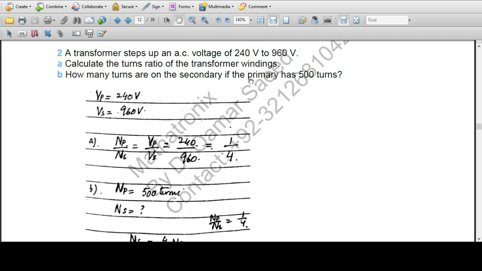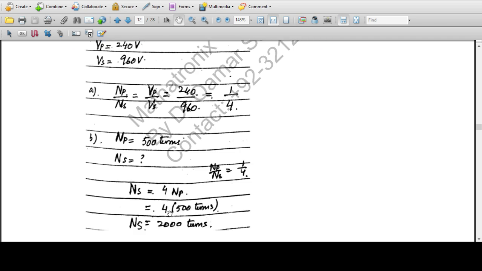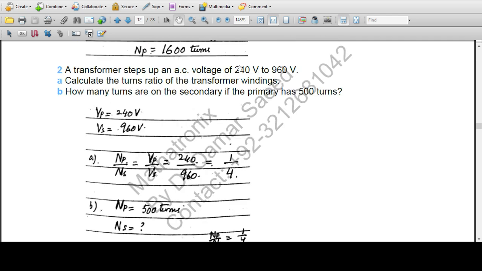If the primary has 500 turns, the secondary will be 4 times higher. So Np upon Ns is equal to 1 upon 4, and Ns is equal to 4 Np. So this is 2000 turns. So 4 times more, because the voltage is increasing 4 times. So the number of turns on the secondary will be 4 times more than the primary.